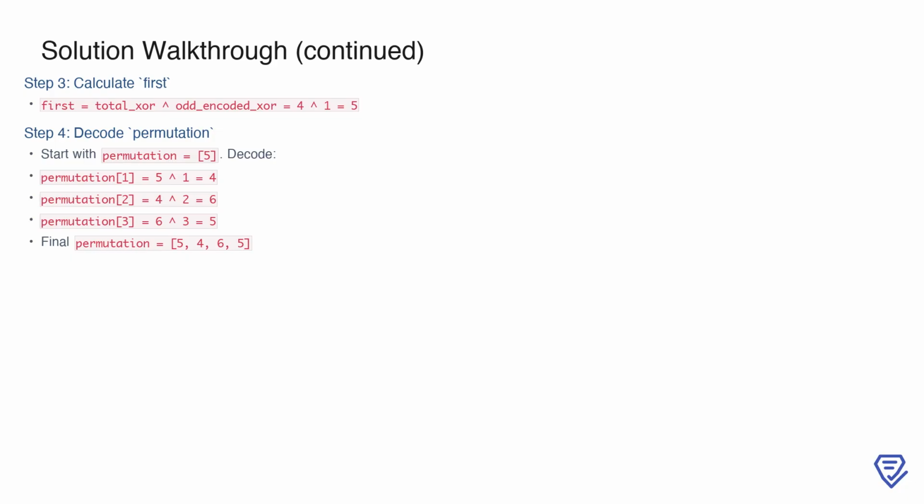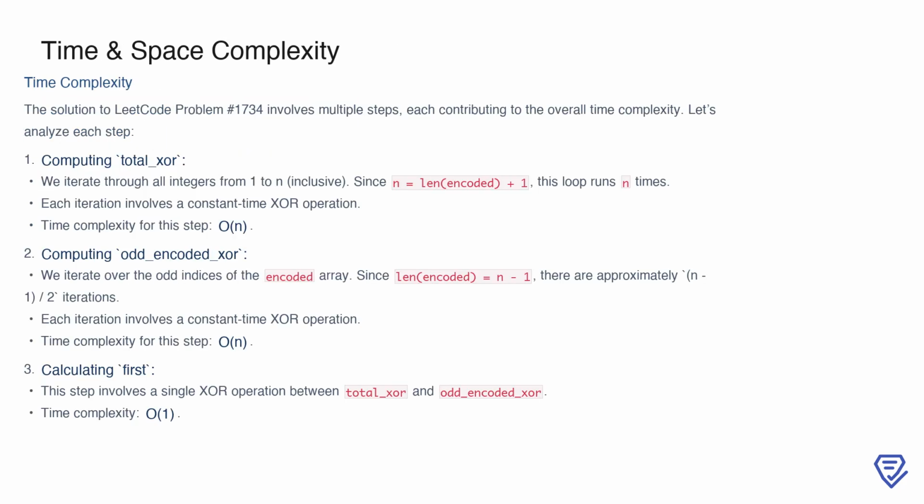This demonstrates how we can decode the original permutation from the encoded array using XOR operations and a step-by-step approach. To understand the time complexity of our solution, we need to break it into its individual steps. First, we calculate total_XOR by iterating through all integers from 1 to n.